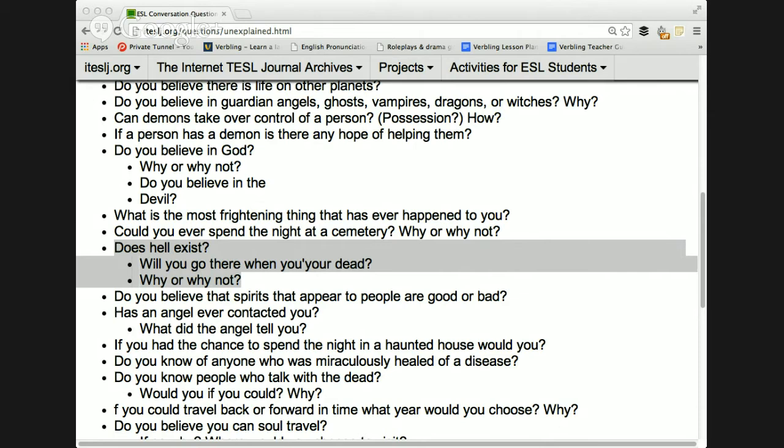Like you're going to be burned forever and ever in the flames, and the devil is going to be poking you with his, how do you say that thing that the devil holds in his hands, like the pitchfork? Ah, the pitchfork, yeah. He's going to be poking you with the pitchfork, and you're going to be suffering.